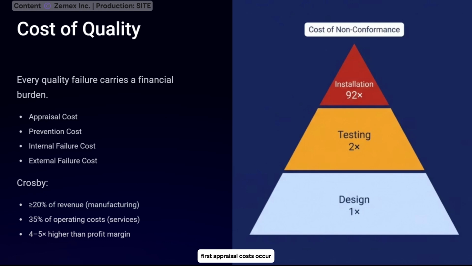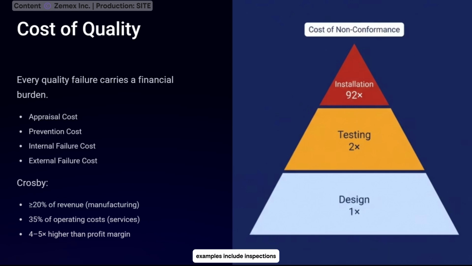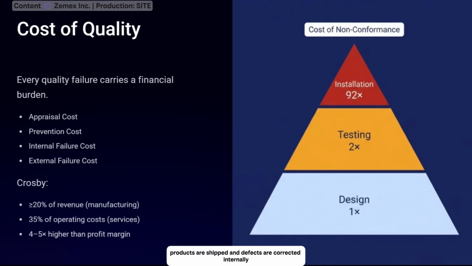First, appraisal costs occur in order to avoid shipping defective products to the market. Examples include inspections, sometimes even destructive testing, as well as acquiring and maintaining testing equipment. Second, prevention costs arise when companies invest in quality training for employees and work closely with suppliers to prevent potential quality issues. If quality issues are detected before products are shipped and defects are corrected internally, these costs are referred to as internal failure costs.